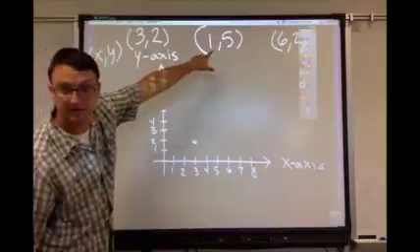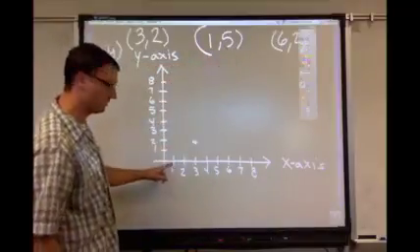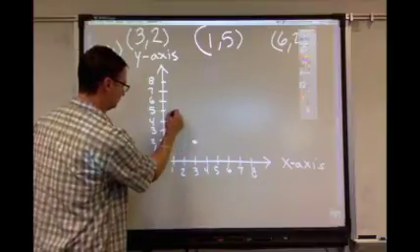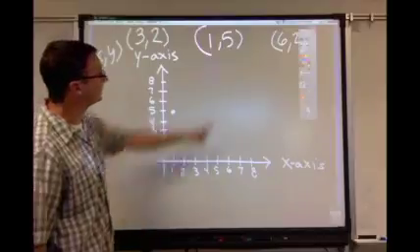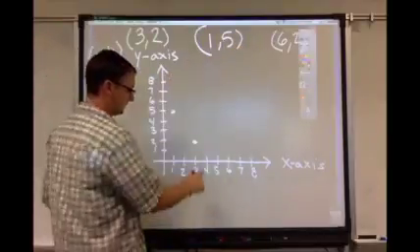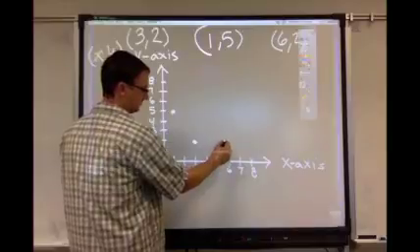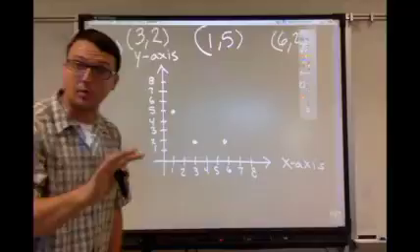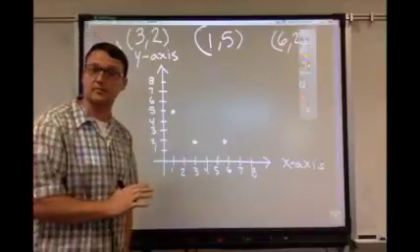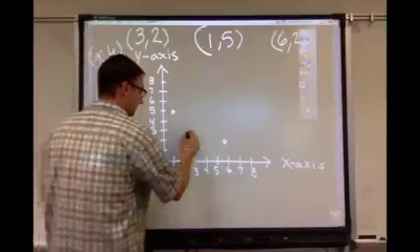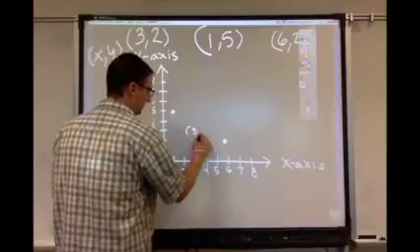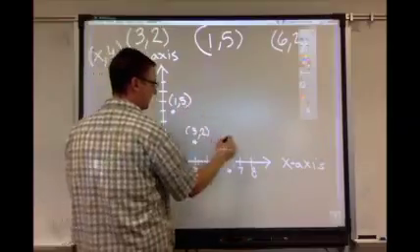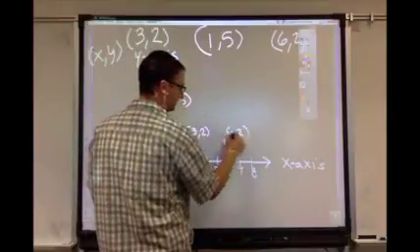And then we will go 1, 5, and we will plot our point. And we can do 6, 2. Now, we're not connecting these dots or anything. All we're doing is plotting points. And when we plot our points, we want to label our points. So this point is 3, 2. This is 1, 5. And this is 6, 2.